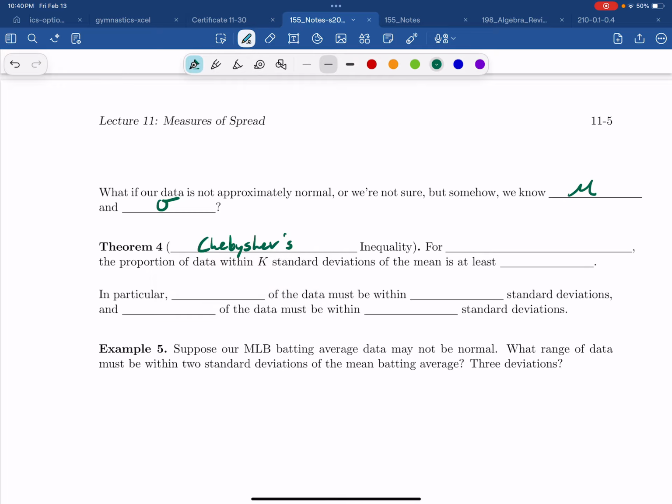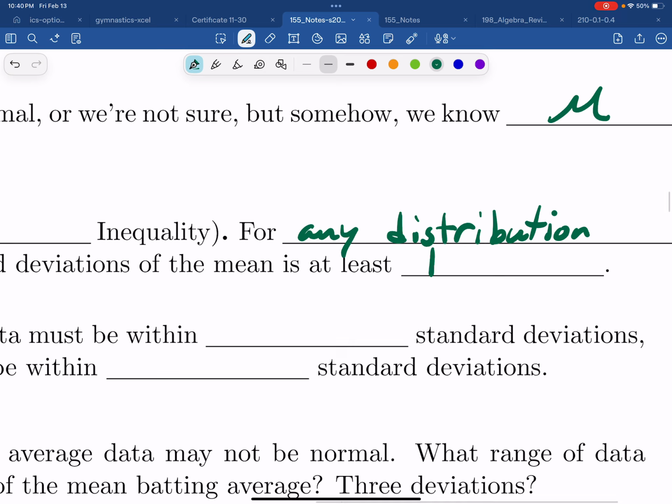which says the following: for any distribution, normal or otherwise, it could be binomial, bimodal, skewed, uniform, whatever it is, the proportion of data within k standard deviations of the mean is at least 1 minus 1 over k squared.